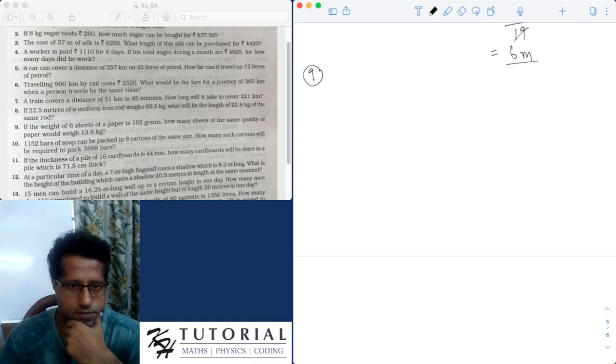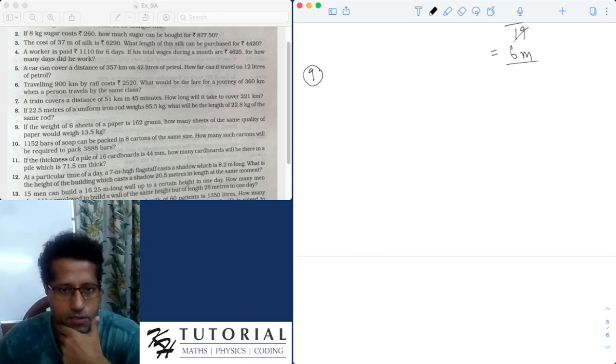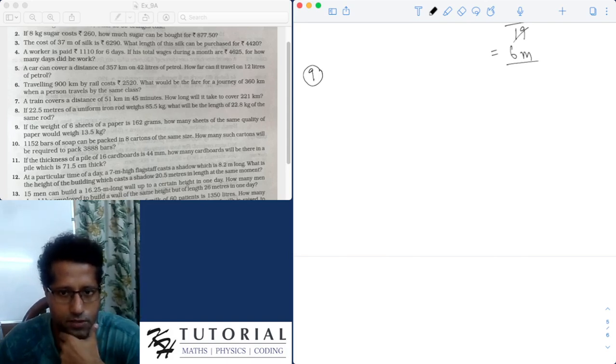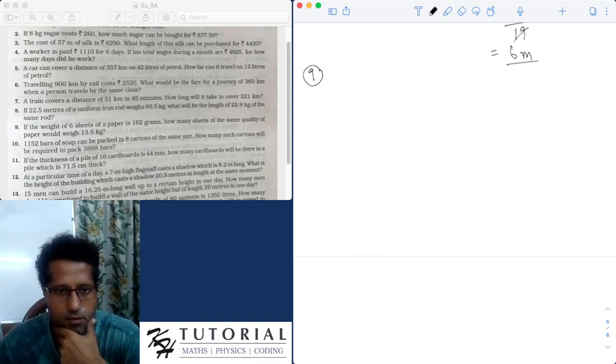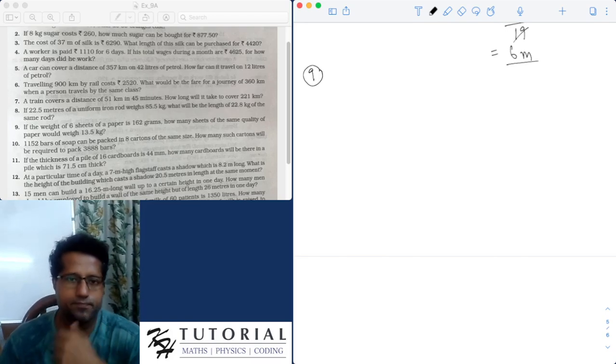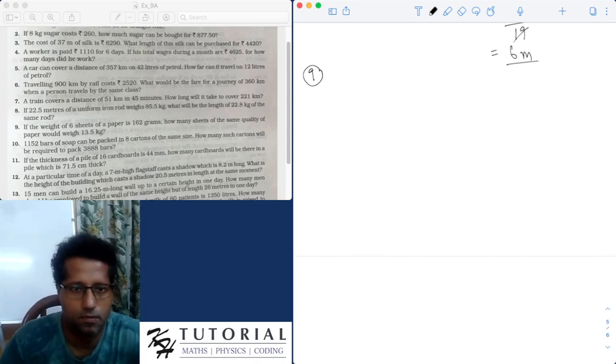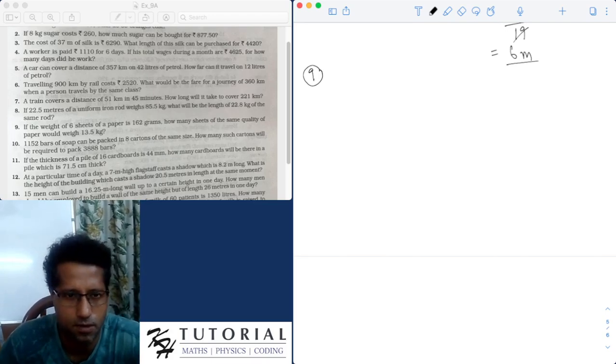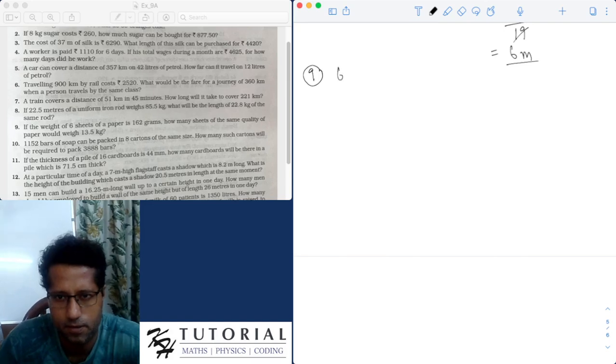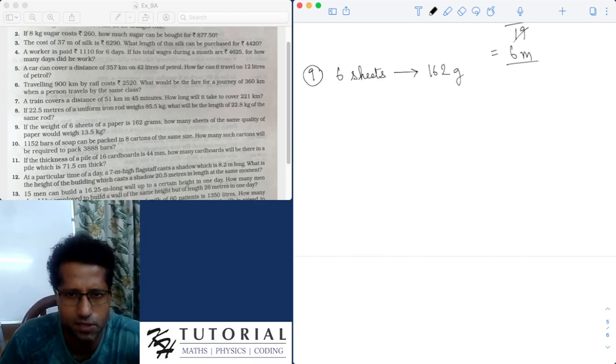If the weight of 6 sheets of paper is 162 grams, how many sheets of the same quality of paper would weigh 13.5 kg? You have to be careful with the units. So it is given that the weight of 6 sheets of the paper is 162 gram, and it is asking how many sheets of the same quality of paper would weigh 13.5 kg.